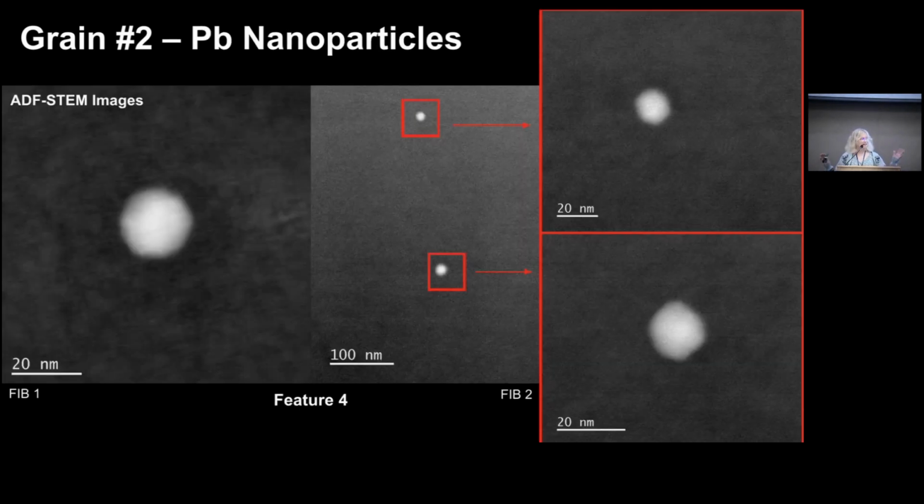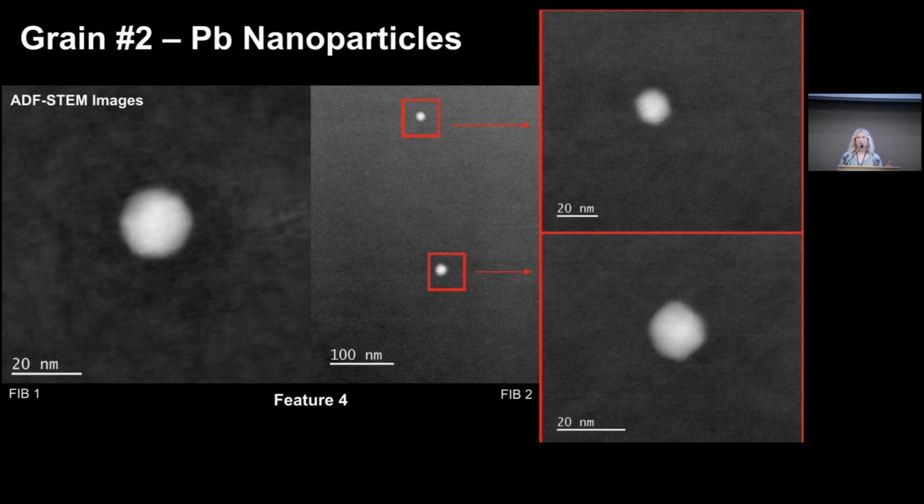Now for the big one, we found these lead nanoparticles in both FIB sections of grain number 2. I'd like to apologize because in my abstract, I call them lead oxide nanoparticles. However, we are still trying to constrain what phase they are, whether they're lead metal or lead oxide. So I will just be calling them lead nanoparticles for the time being. We did find a few of them in the first FIB section. However, we found much more in the second FIB section.